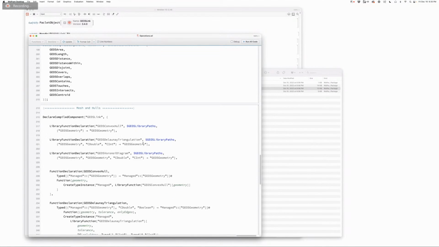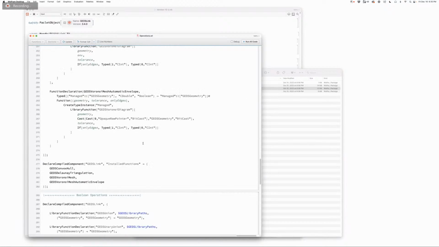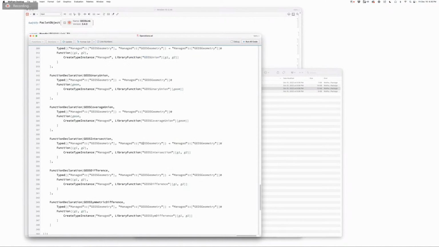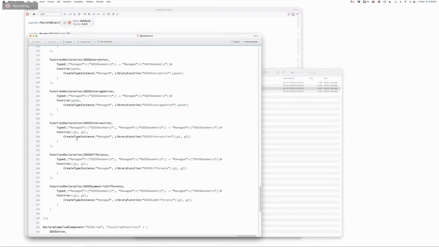And somewhere here we probably have meshes and hulls, okay, Voronoi meshes. We probably have just a pure GEOS intersection. Okay, that's create a type instance of a managed type, which is a library function of GEOS intersection of these things. So, this is just to understand. The simplicity of this relative to what one had to do before is absolutely transformational. The time it takes to connect a complex library into Wolfram Language has just been divided by some huge factor.